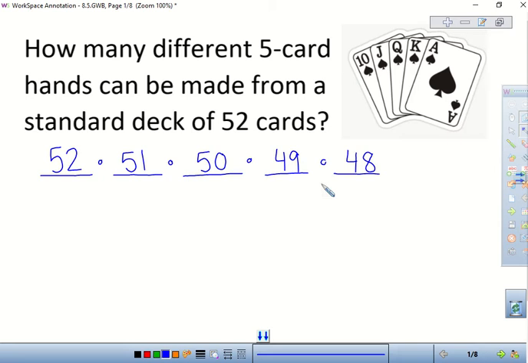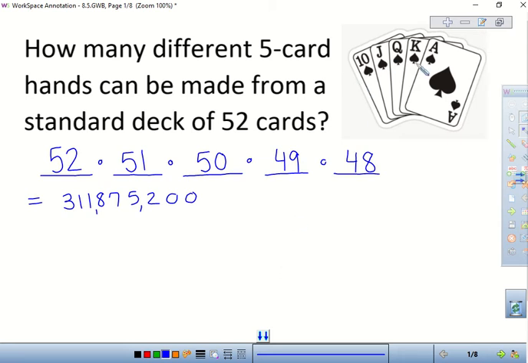So it's going to be 52 times 51 times 50 times 49 times 48. And this amount comes out to be 311,875,200. Now, let's talk about why this isn't quite the answer, and we need to do one more thing. So, this is how many 5-card hand combinations we have.